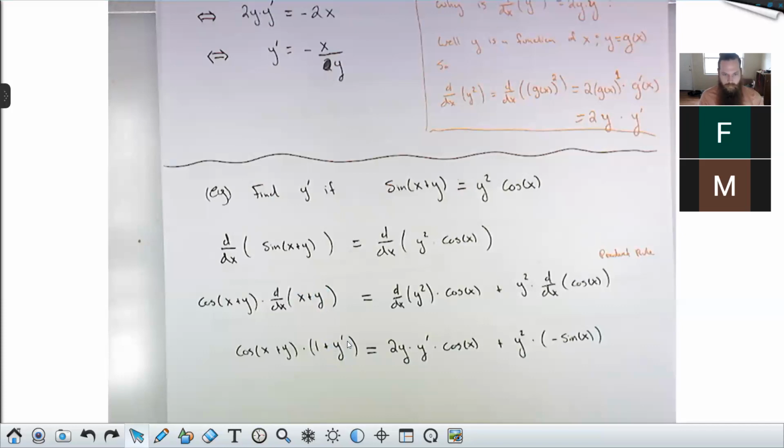Yes. Couldn't you divide both sides by cosine of (x plus y) to isolate the 1 plus y prime on the left side? That's true, but I also have a y prime on the right-hand side. So before I do any sort of dividing, there's something else I need to do. I'm going to grab some coffee. I want you guys to think about how to solve that equation for y prime.